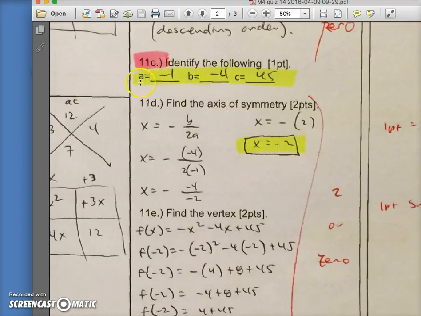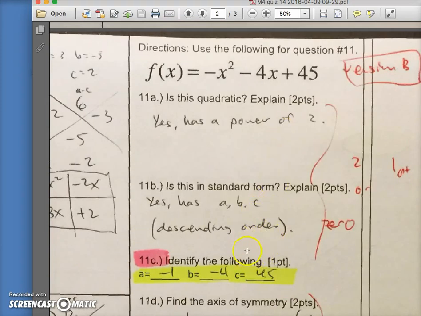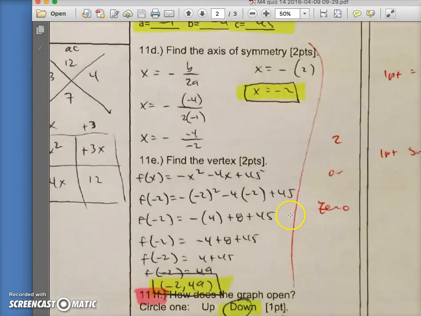11c, you need to identify the following. So you had to have all of these correct in order to get the 1 point. Remember, that's a -1. Question 11d, find the axis of symmetry.